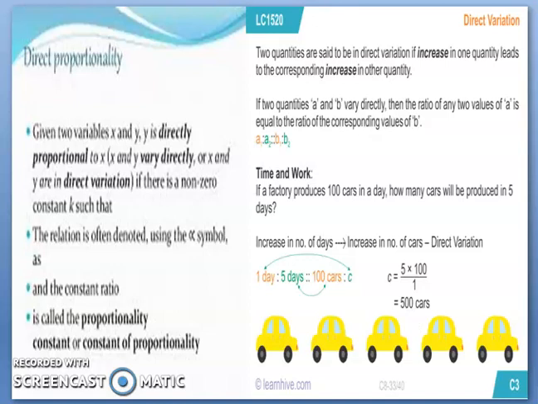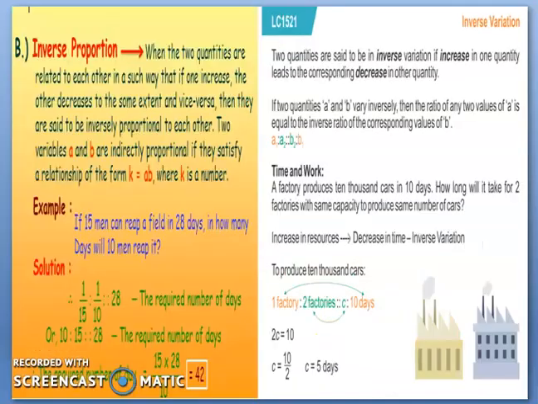Now to the next one, that is inverse proportion. When two quantities are related to each other in such a way that if one increases, the other decreases to the same extent and vice versa, then they are said to be inversely proportional to each other. So two variables A and B are inversely proportional if they satisfy a relationship of the form k equals AB, where k is a number. One example you can see over here.